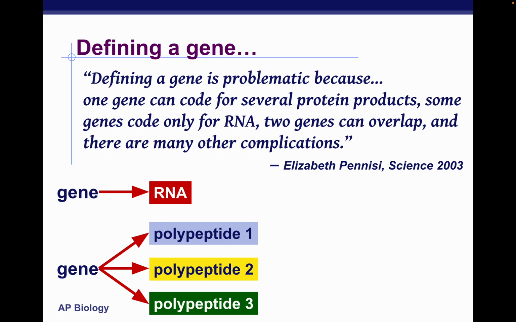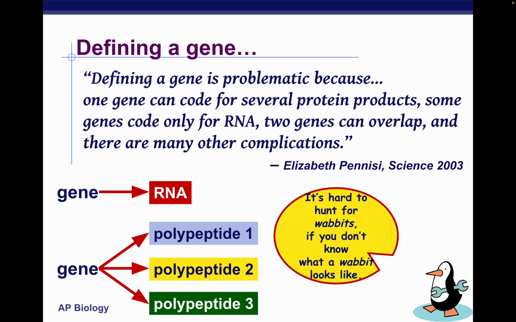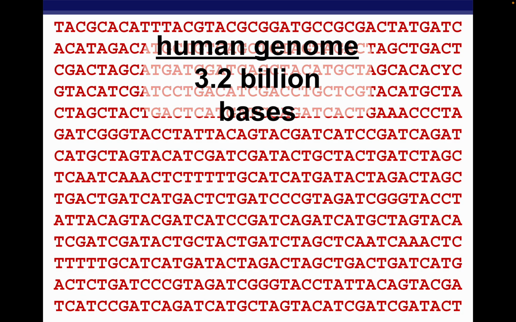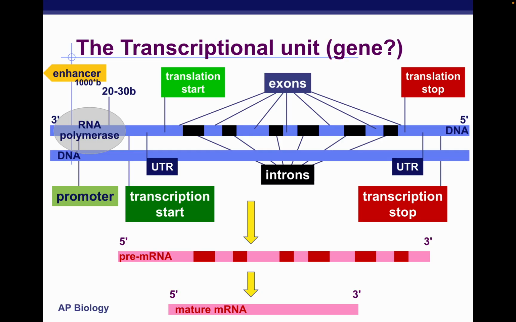So genes, defining a gene is problematic because one gene can code for several protein products. Some genes code only for RNA. Two genes can overlap, and there are many other complications. So genes are difficult to define, but they are coding regions. The human genome has 3.2 billion bases.